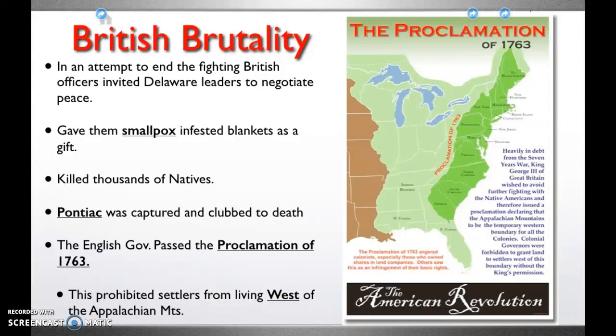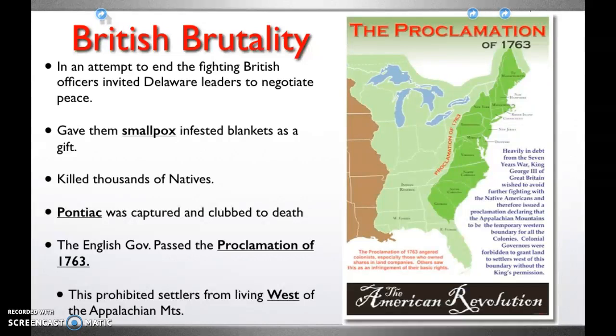In an attempt to end the fighting, the British invite Delaware leaders to negotiate peace, so they say. They give them a gift of blankets that are infested with smallpox, and they do this on purpose. There's no mistake about this, guys. This killed hundreds of thousands of Native Americans. Pontiac eventually is captured and clubbed to death.